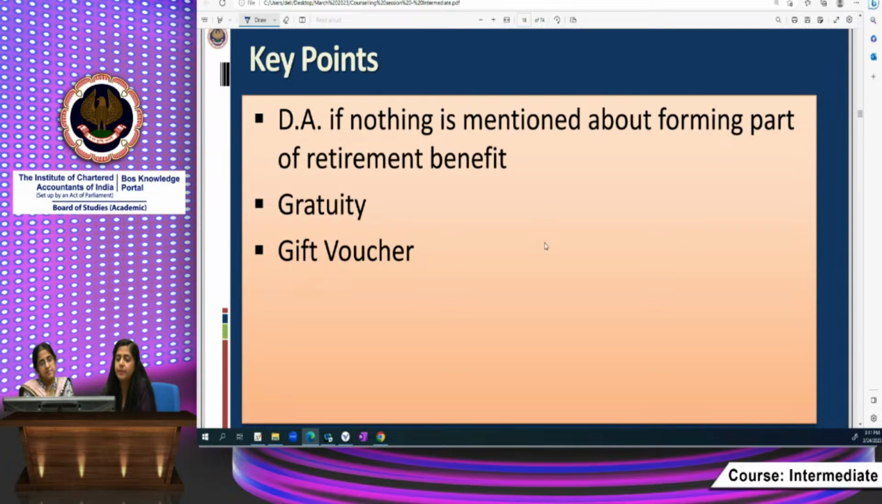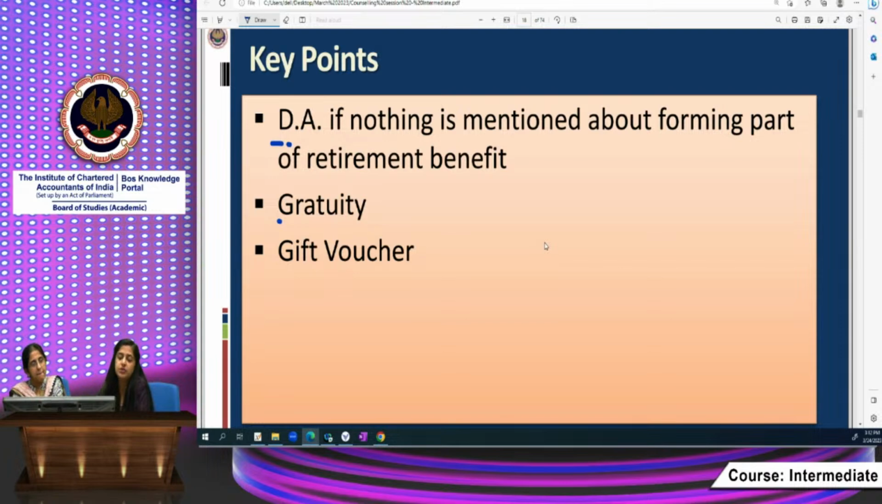Regarding DA, if in the question nothing is mentioned whether it forms part of the retirement benefit or not, then you have to assume that it doesn't form part of the retirement benefit. The second view you also can take, but the first view you can take is that it doesn't form part of retirement benefit. Gratuity, but in the gratuity case, it's vice versa. If nothing is mentioned in the question, the first view is that the payment is under the Gratuity Act.